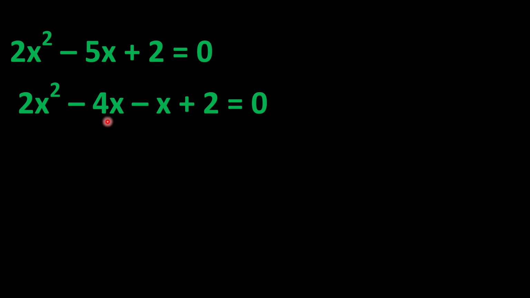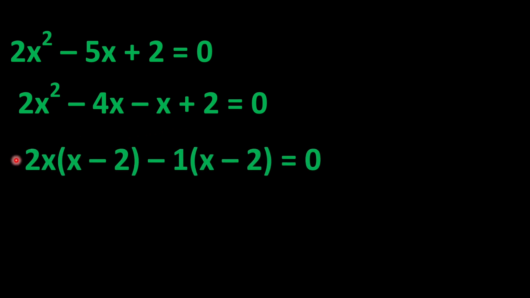So now we will take 2x as common over here, and similarly we will take 1 as common over here. So let's take the common term. After taking 2x common from here, the remaining term will be x, and the remaining term will be minus 2 over here. And similarly, after taking 1 common, the remaining term will be x over here, and here minus 2, which is equal to 0.